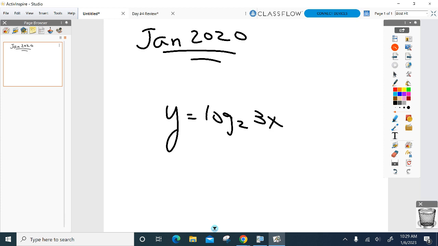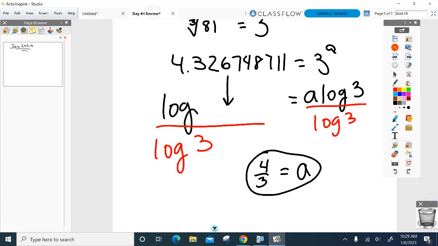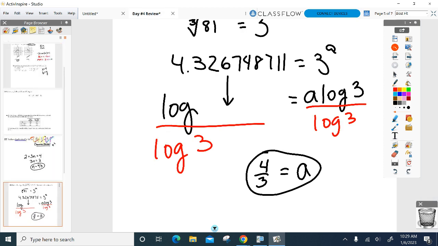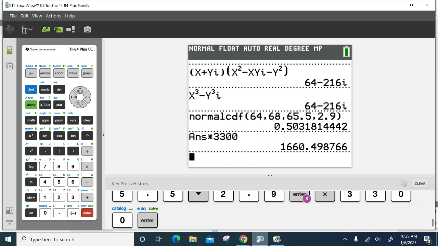That log is under the alpha window, but anytime you're doing these types of equations where you have to solve for the exponent and you bring it down, you just use log, which is the one to the left of your calculator here. Right here. We're all good? Okay, let's move.